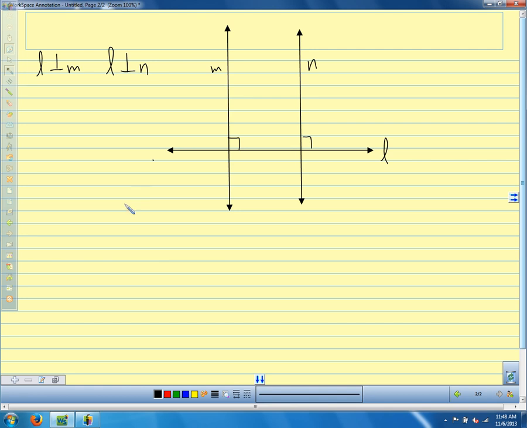So let's make a guess about what that tells us about M and N. If these two are both 90 degrees, what would we know then about line M and line N? They have to be parallel. M is parallel to N. So that's what would go in that last box on your graphic organizer.